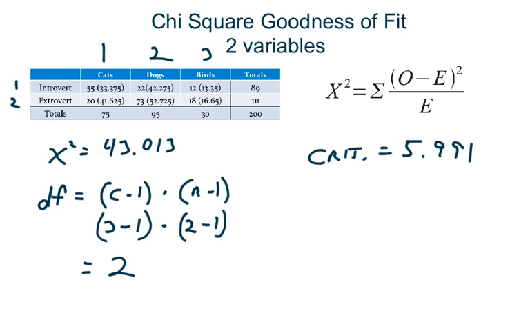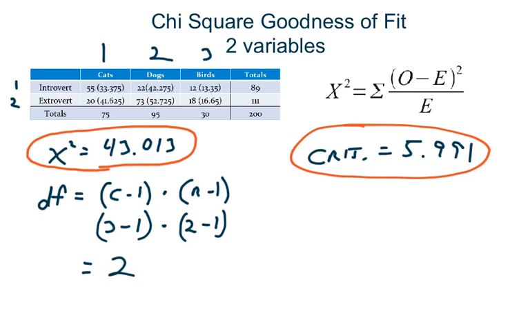5.991. So my question to you is, is this two-way chi-square significant? Well, we calculated our chi-square as 43.013, comparing that to a critical chi-square of 5.991, and yes, that is significant because our calculated chi-square is larger than our critical value. That is, it is greater than what we would expect 5% of the time, with an alpha of 0.05. So the conclusion is that there is an association between pet type and personality.